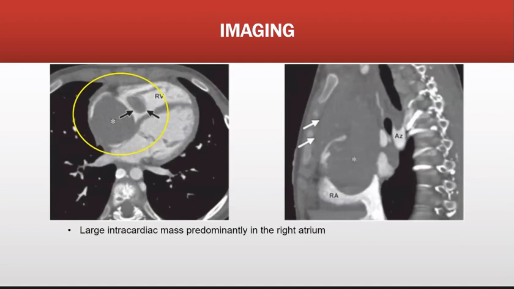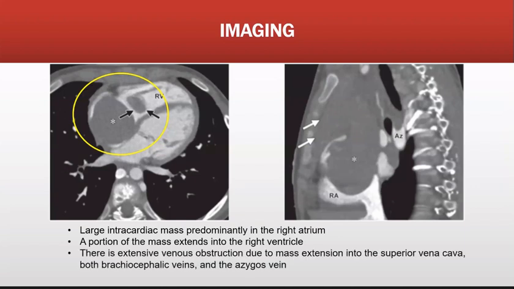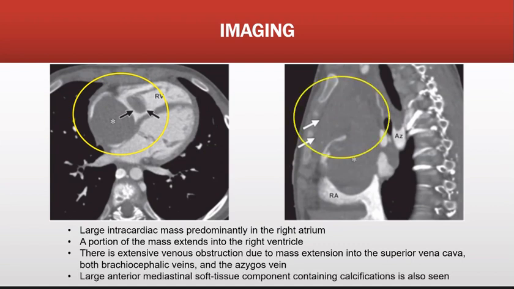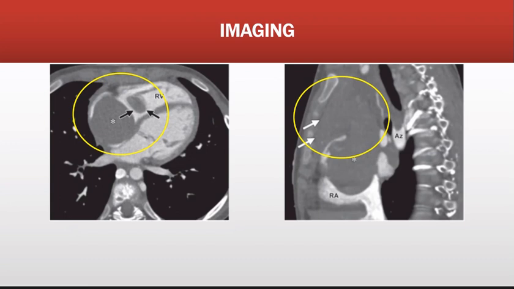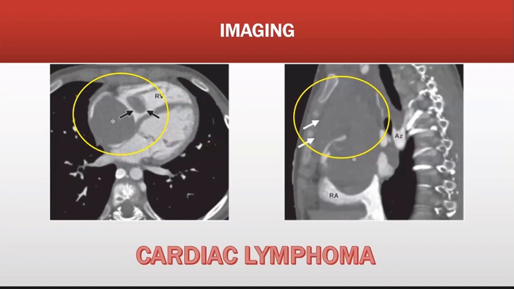Transaxial and sagittal CT images show a large intracardiac mass predominantly in the right atrium. A portion of the mass extends into the right ventricle. There is extensive venous obstruction due to mass extension into the superior vena cava, both brachiocephalic veins and the azygos vein. A large anterior mediastinal soft tissue component containing calcifications is also seen. The biopsy of the right atrial mass demonstrates a large B-cell lymphoma, and the patient underwent chemotherapy.